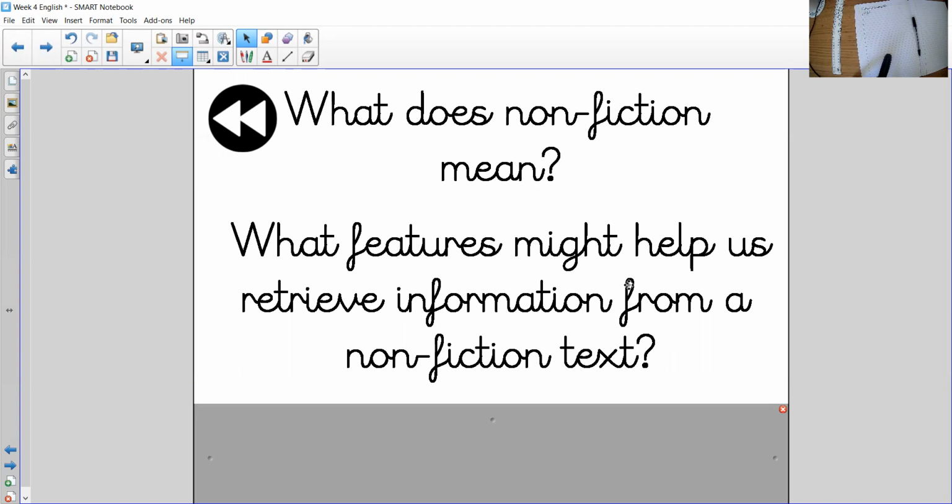So what features might help us retrieve information from a non-fiction text? If we're putting something in front of someone and hoping that they're going to retrieve something from this text, what sort of features could we use when writing to make it easy for that person to find the answers? To answer that sort of question, we need an idea of what we're writing. I keep thinking non-fiction now. I don't mean that. Fact file. There we go. What a fact file actually looks like.